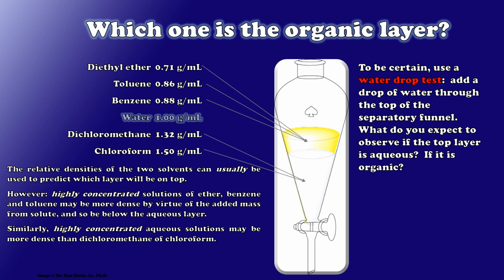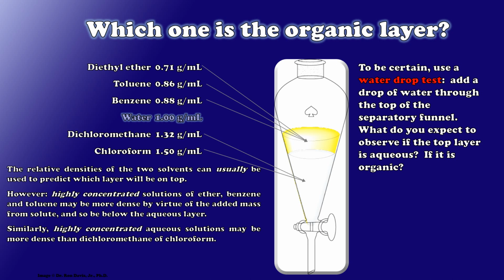But there's a catch there. We're dealing here with the densities of solvents. But what really dictates the behavior is the density of the solution. And a solution with a large amount of very high mass solute might defy prediction here. So we need a test that will absolutely let us know which layer is which.